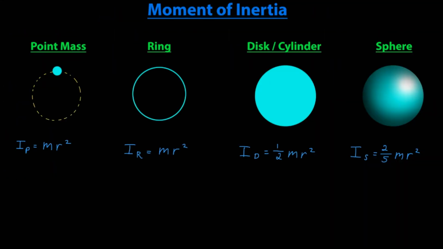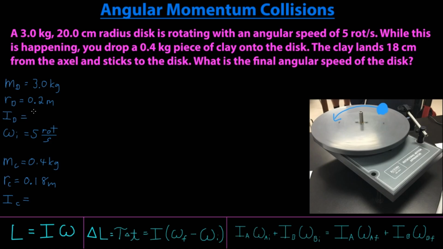As a quick reminder, the moments of inertia that you should actually have memorized are these 4: point mass, ring, disk, and sphere. So the disk is 1/2 mr squared, 1/2 times 3 kilograms times 0.2 meters squared gives me 0.06 kg meters squared.